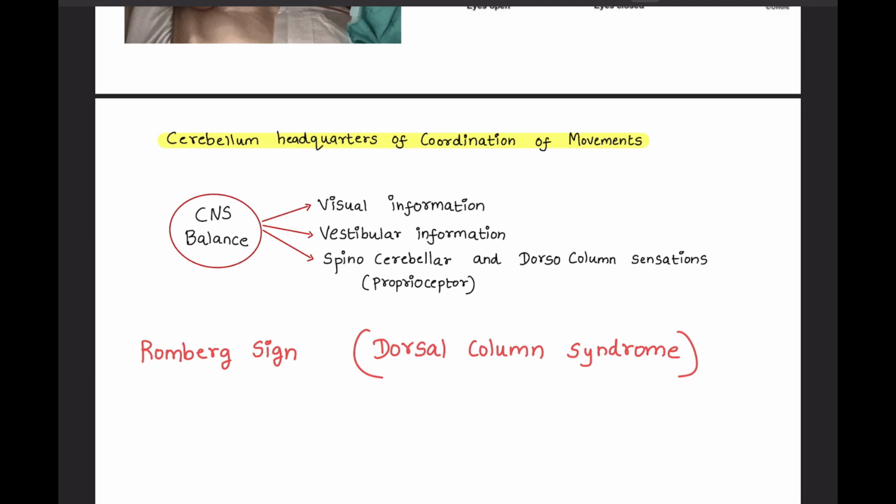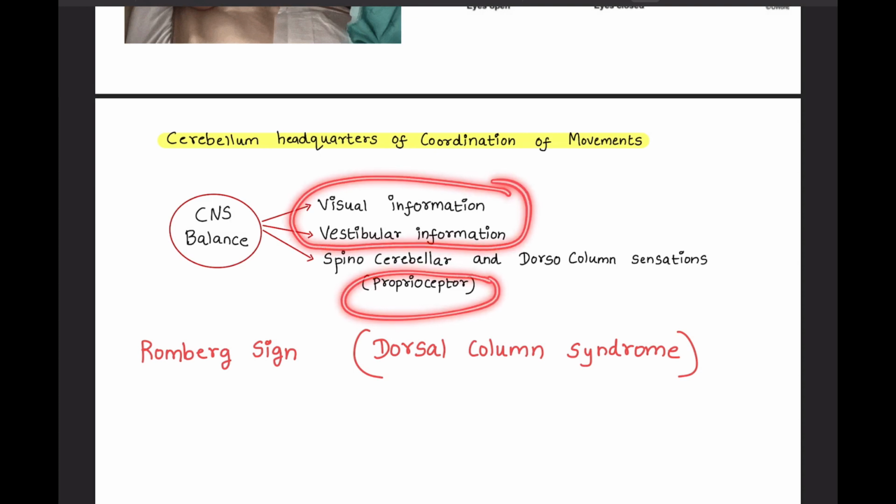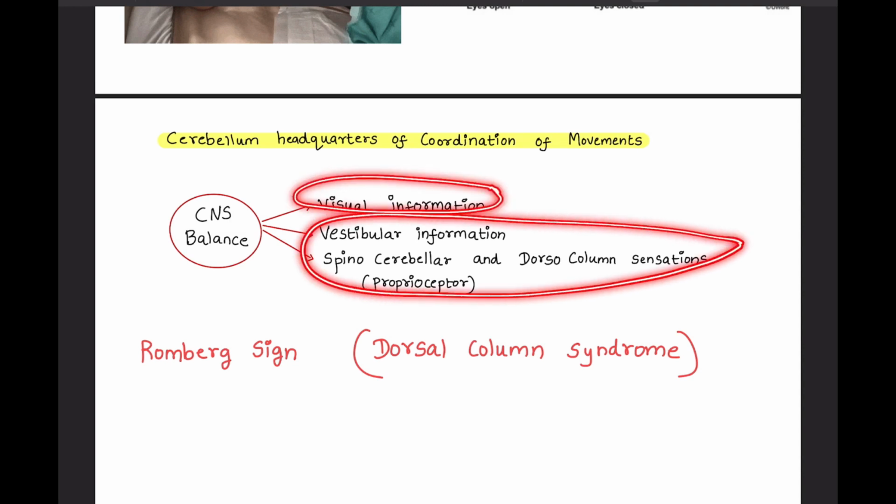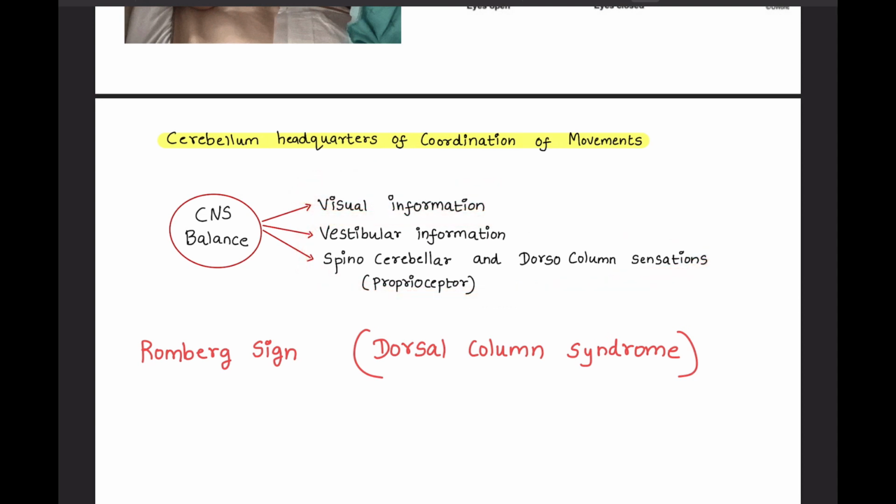So if there is a defect in any of this information, for example, if there is a defect in vestibular information and the patient has good visual information and good proprioception, the patient can still maintain his balance. If there is a defect in proprioception and the rest are working normally, the patient can still maintain his balance. But if there is a defect in visual information, the patient cannot balance his position.